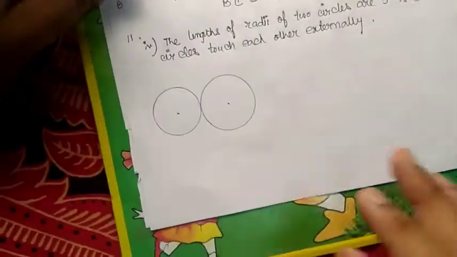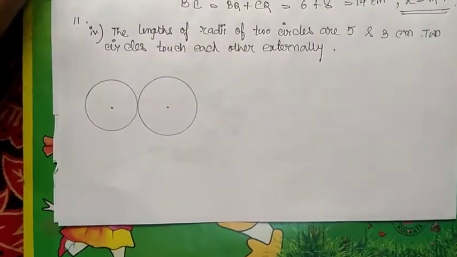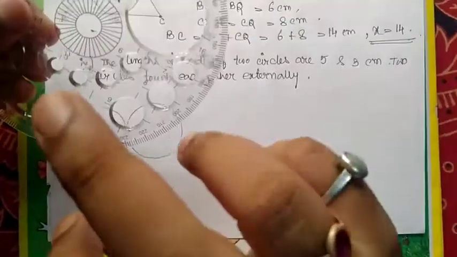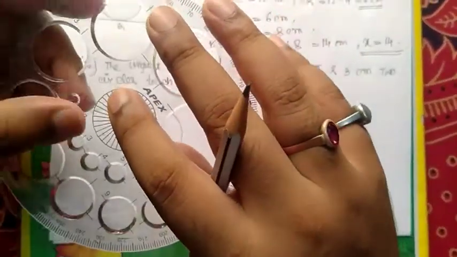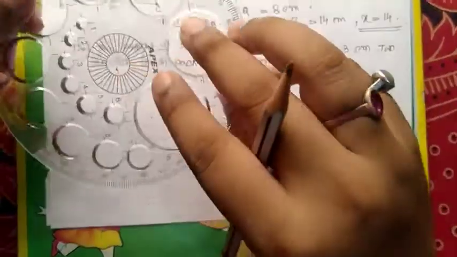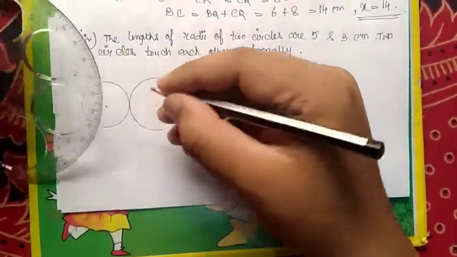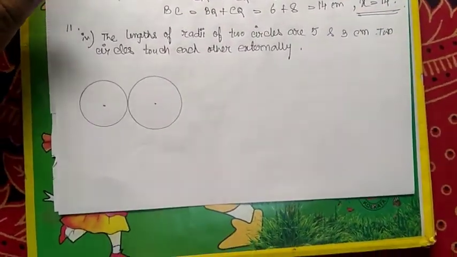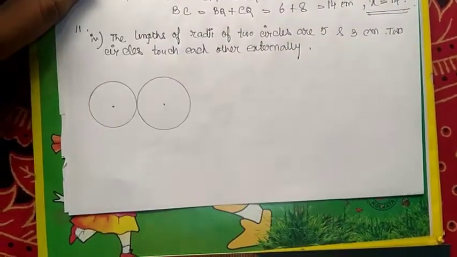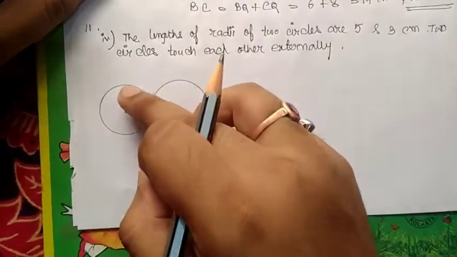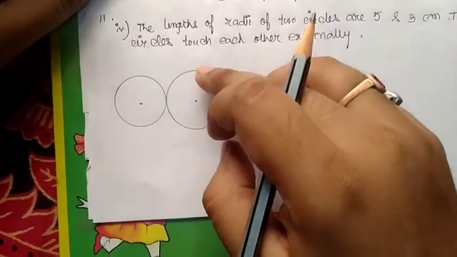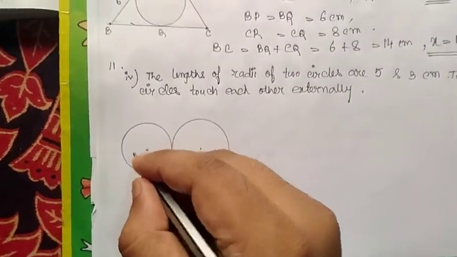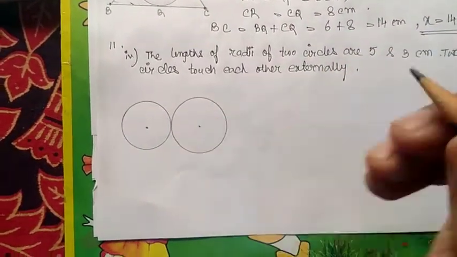Now let us assume, first of all, I just use this type of thing. If you want to draw with compass and pencil, you can draw that. So here I just take assumed values, not only this 5 centimeter, 3 centimeter apparently. So this is the shorter circle, and this is the broad circle. This is the radius of 3 centimeter and this is the radius of 5 centimeter.